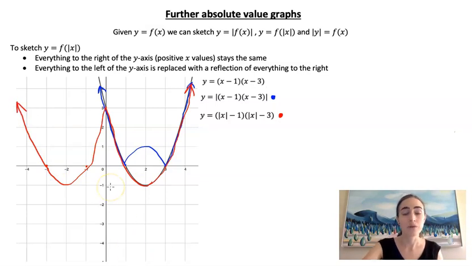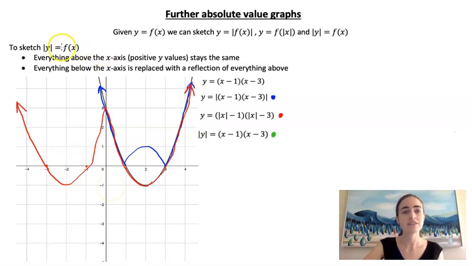Okay, got one more example. This type of function is when we've got the absolute value of y equals f of x. So if we're having this, we only really care about the positive y values. So that means that everything above the x-axis, so where there's those positive y values, that's going to stay exactly the same. But everything below the x-axis, where the y values are negative, that's going to be deleted. And instead, it's going to be replaced with a reflection of what's above.